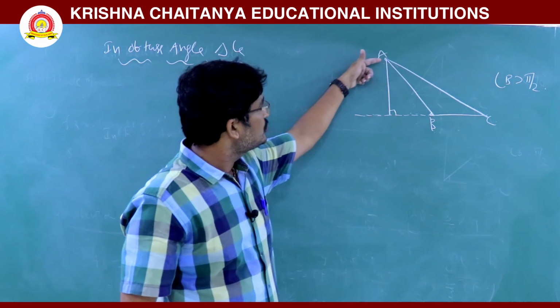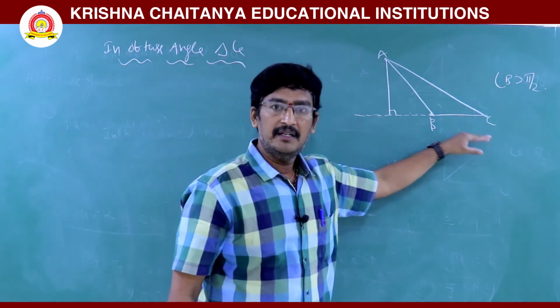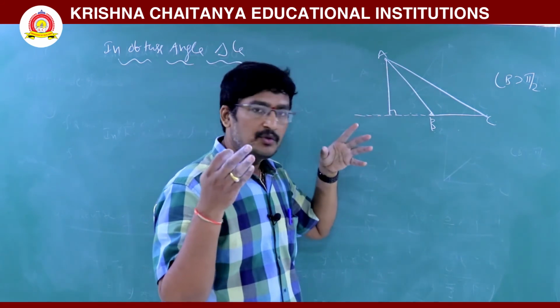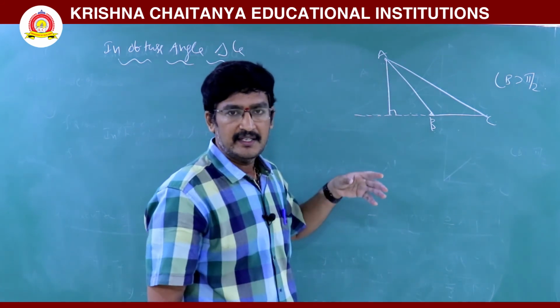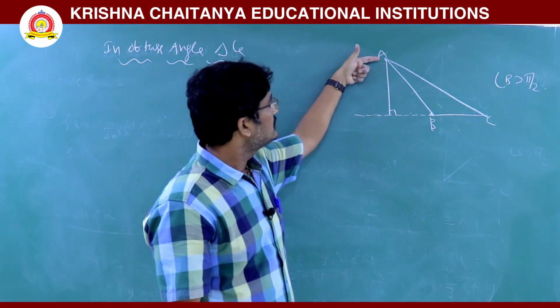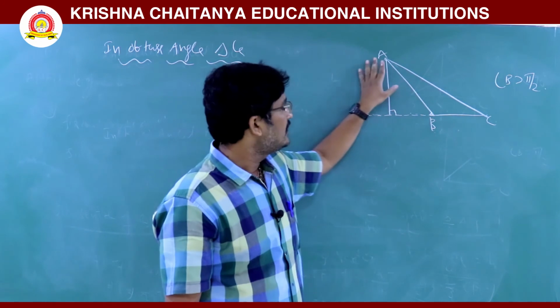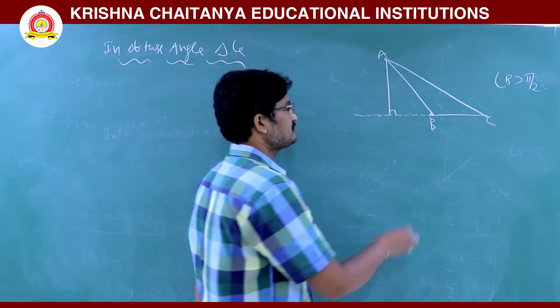So it is an altitude through A to the side BC bar. There is no condition, altitudes always lie inside of the triangle. So it is an altitude passing through A to the side BC bar. Okay, one altitude. Next come to B.